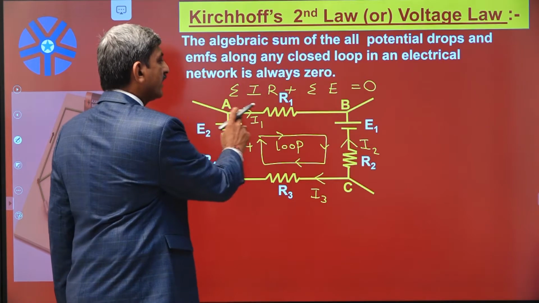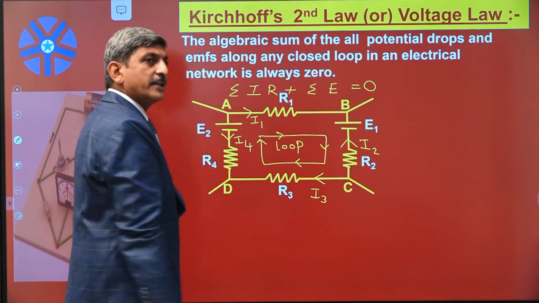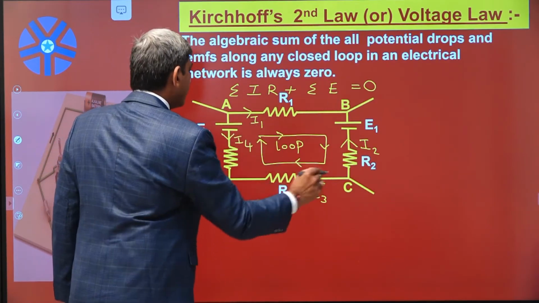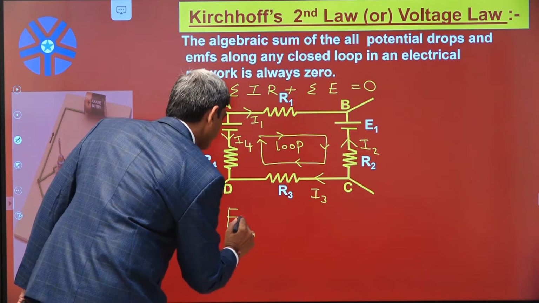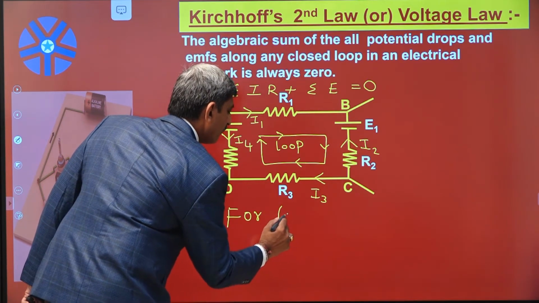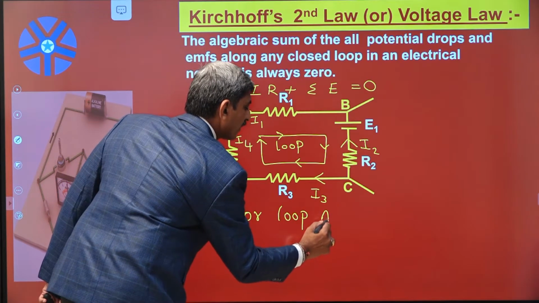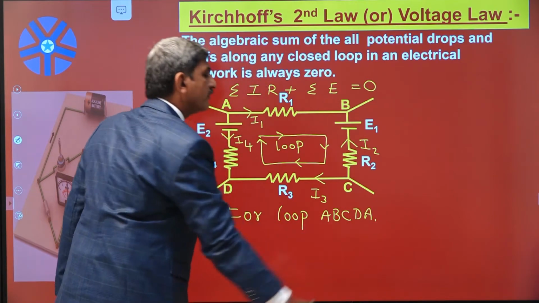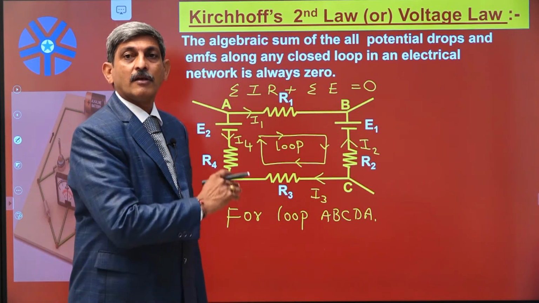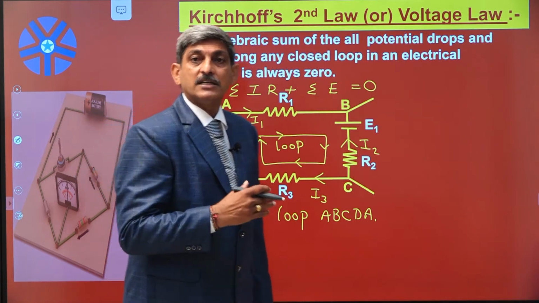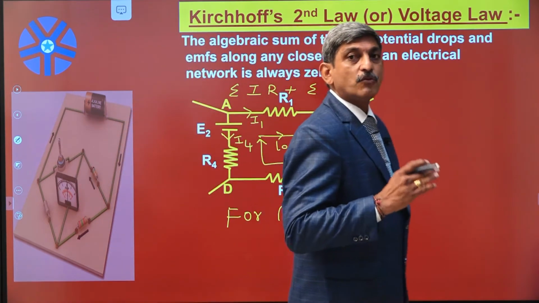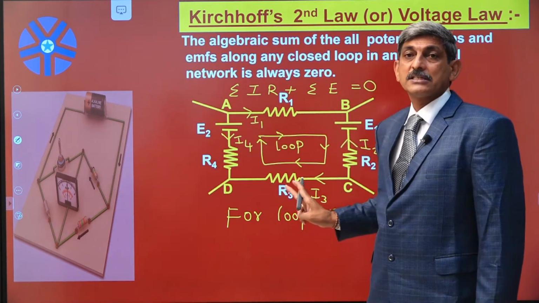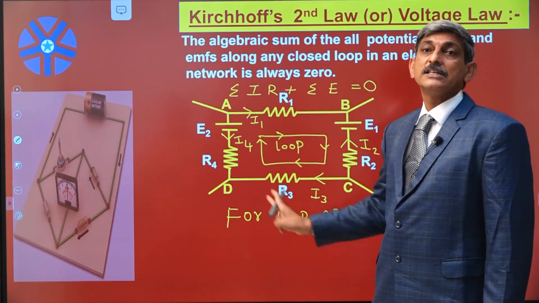So I start at point A and come back to point A so that a closed loop is formed. For this closed loop A, B, C, D, A, I am going to apply Kirchhoff's voltage law. While applying Kirchhoff's voltage law, sometimes there are rising potentials, sometimes there are falling potentials along the loop.